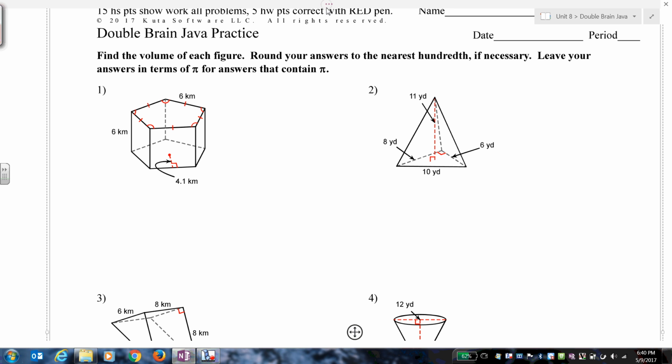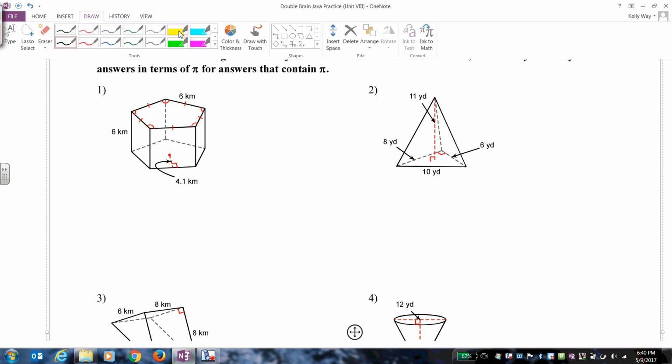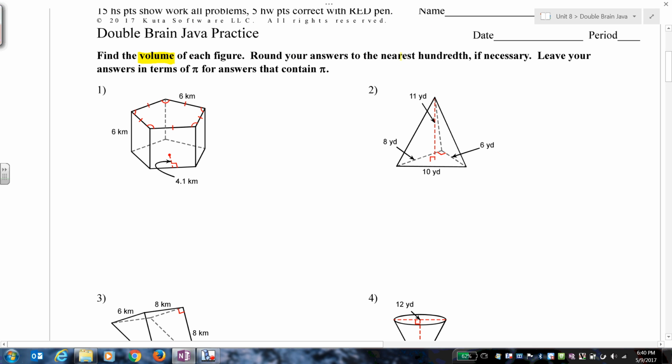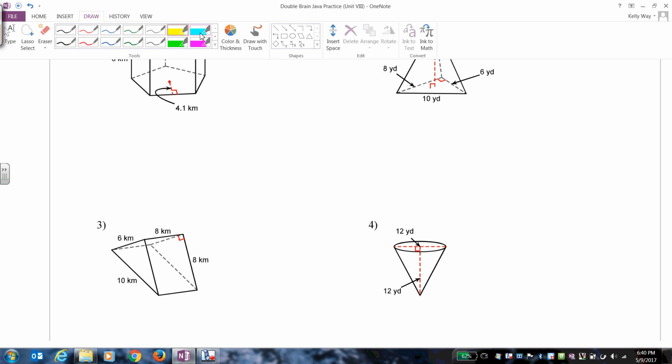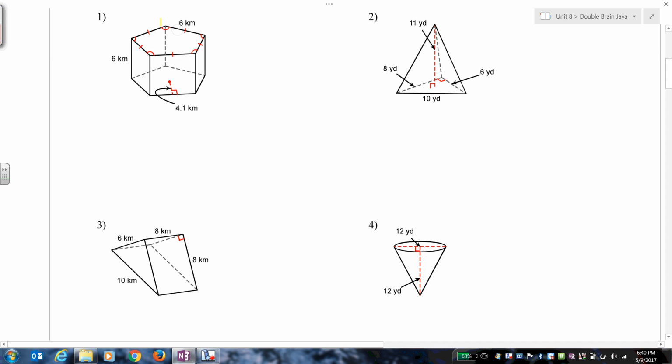It says right here that we are going to find the volume of each figure, rounding your answers to the nearest hundredth if necessary. We need the answers in terms of pi for answers that contain pi. When dealing with volume, the first thing you want to determine is whether it's a prism or cylinder, or a pyramid or cone. Anything that has two bases, you want to shade the bases.